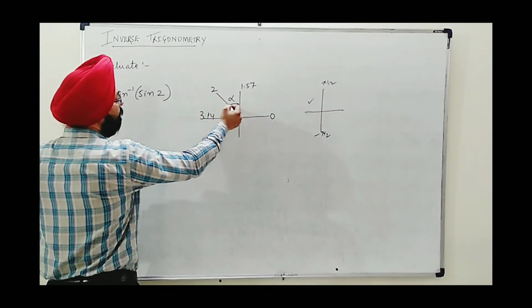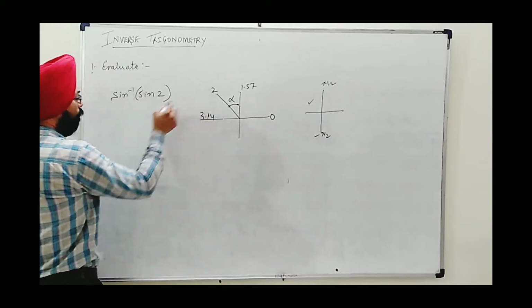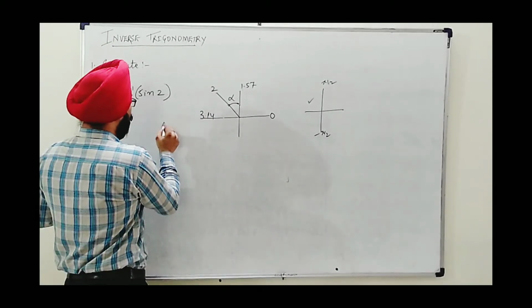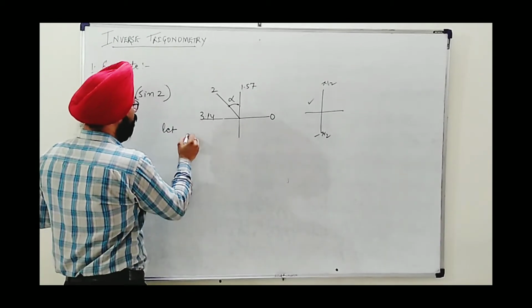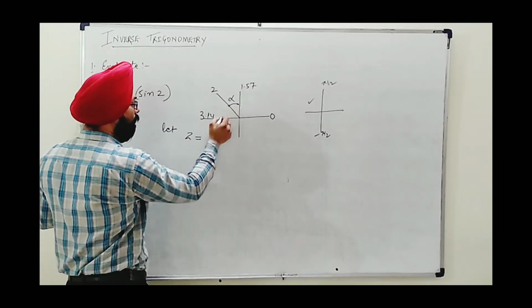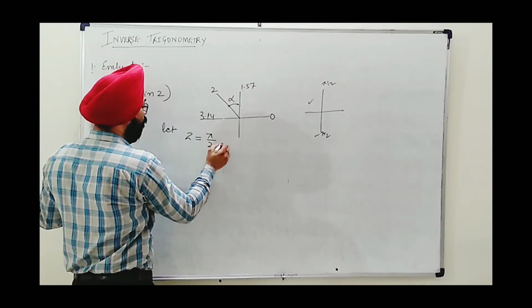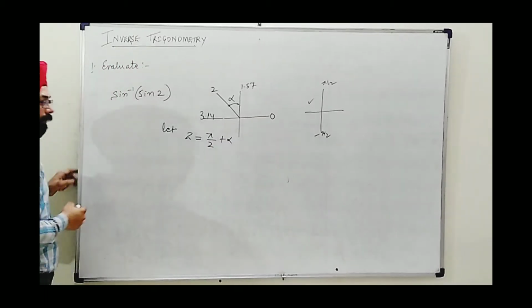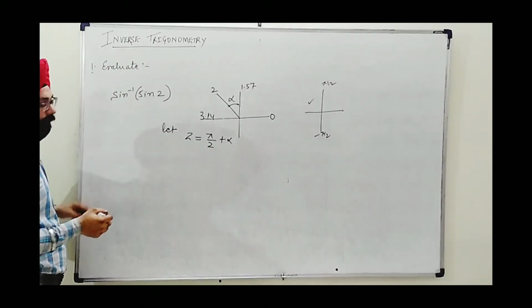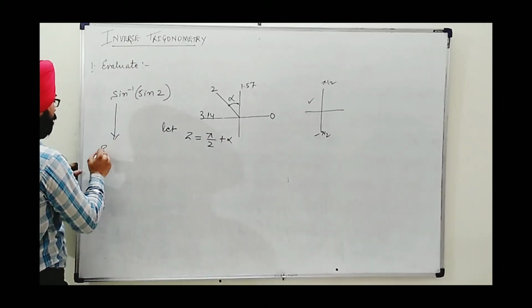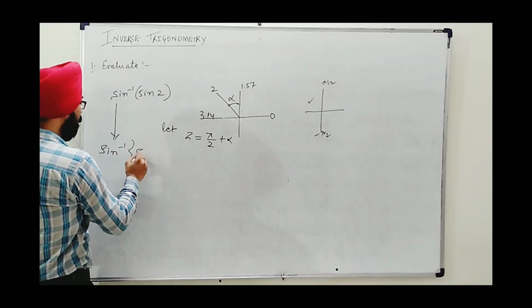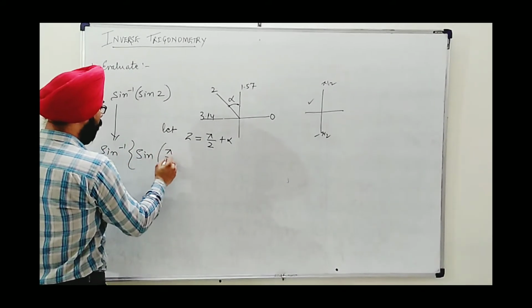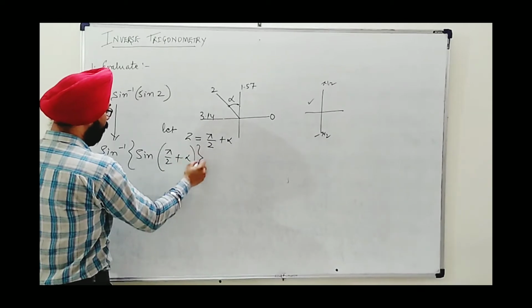Now, if I take this gap to be alpha, I can write let 2 be equal to 1.57, means pi by 2 plus alpha. As soon as I write this one, here the given expression will be sine inverse sine of pi by 2 plus alpha.